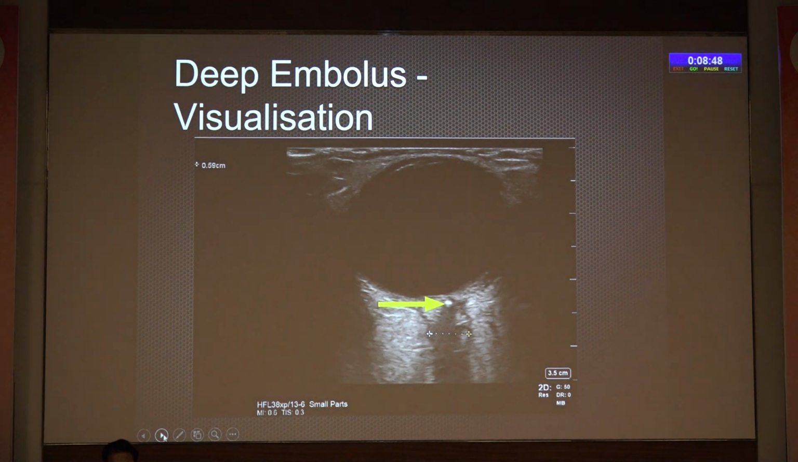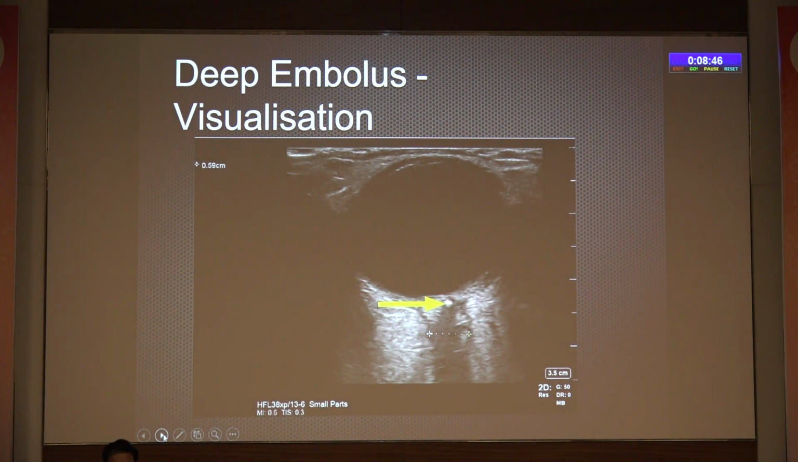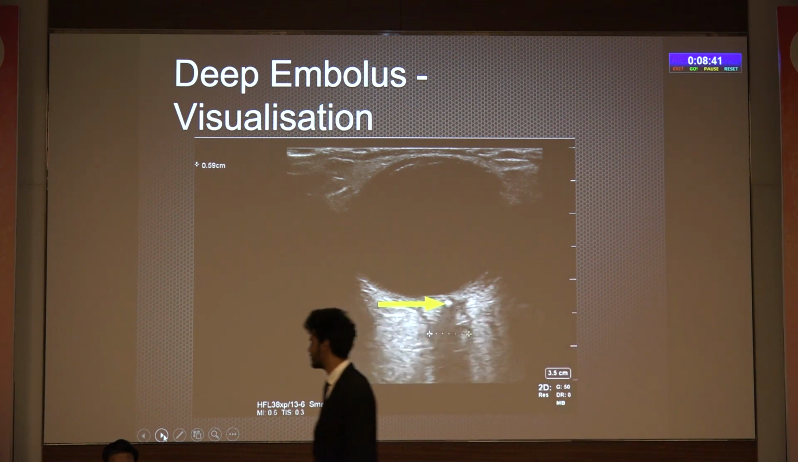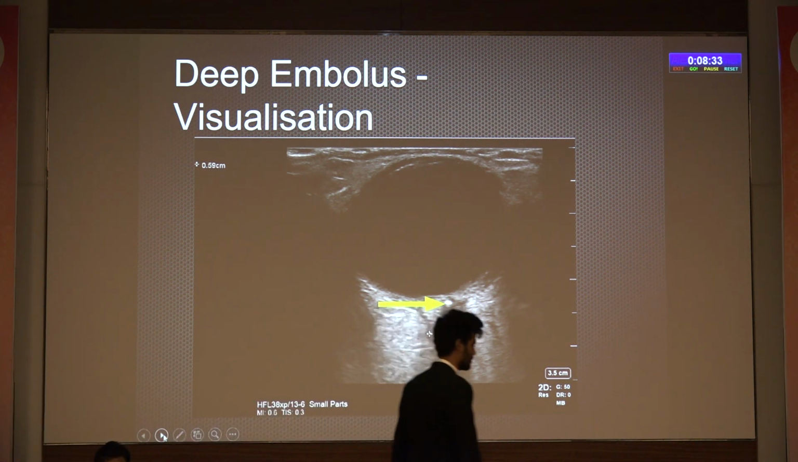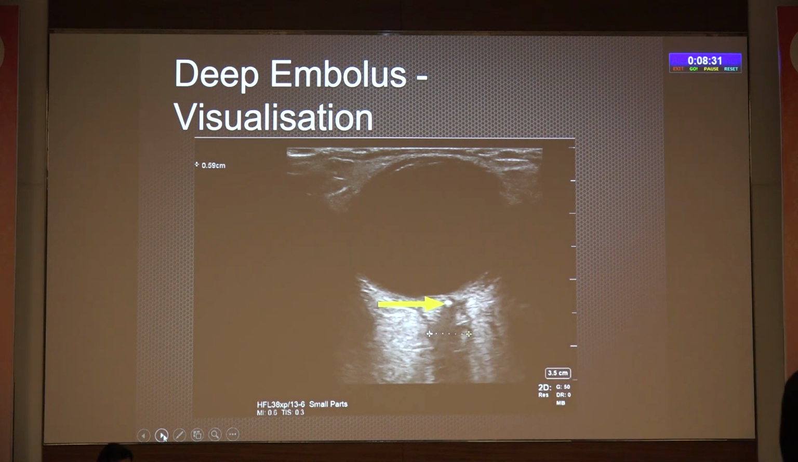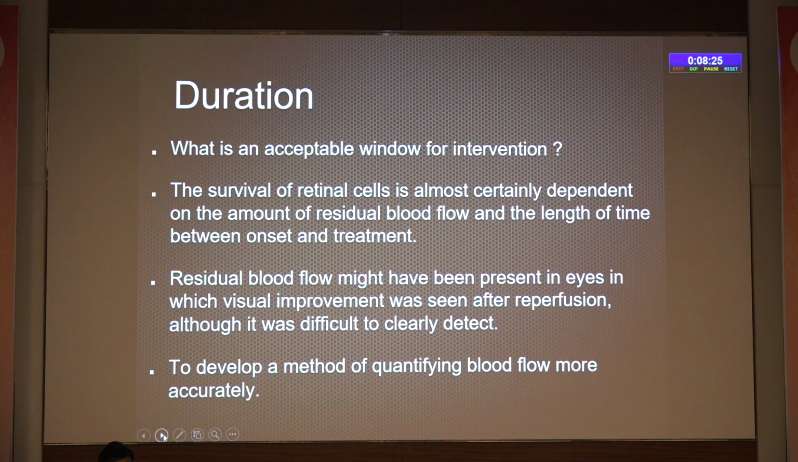Now, what more can we do? Basically, we just need to know where the embolus is, and visualization of the deep embolus becomes a big problem for us. This is a superficial embolus. On a B scan, we can easily see that, and we know that surgery will work. But many a time we are unfortunate, and we don't commonly get such visualization.